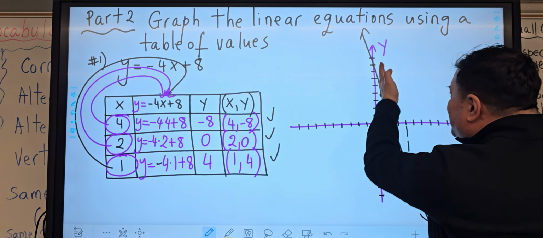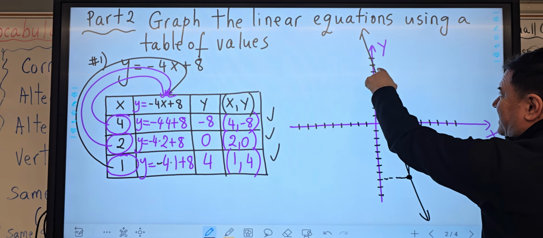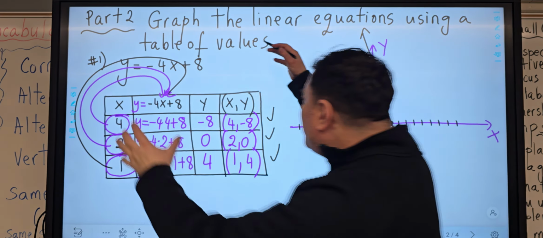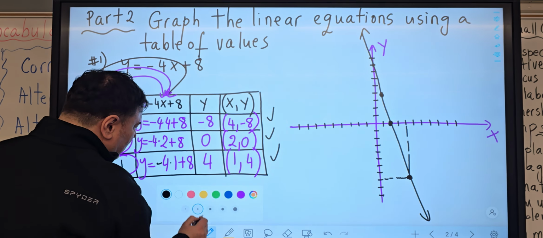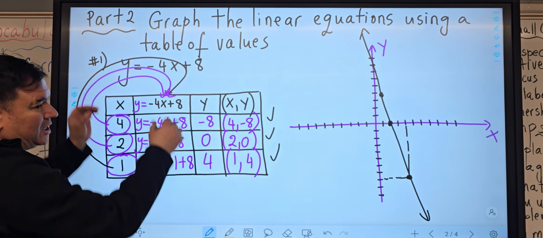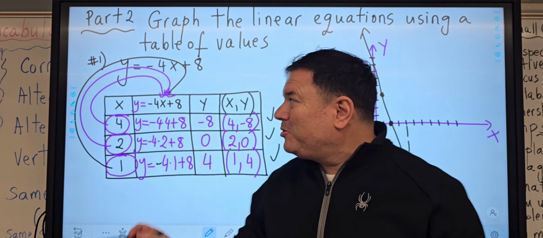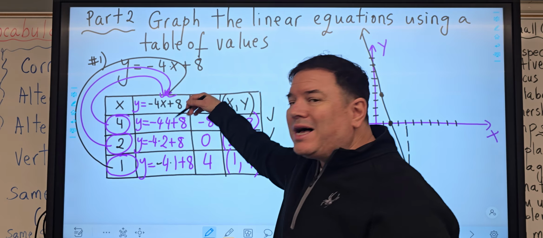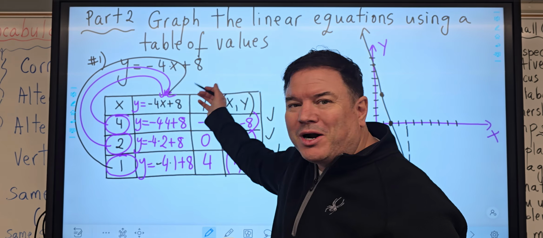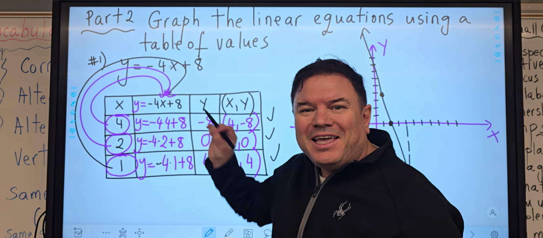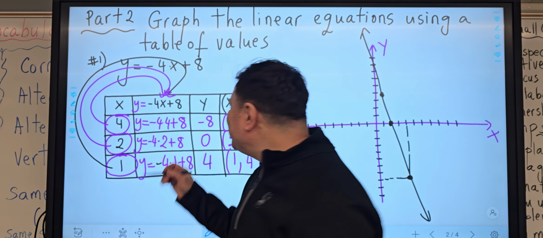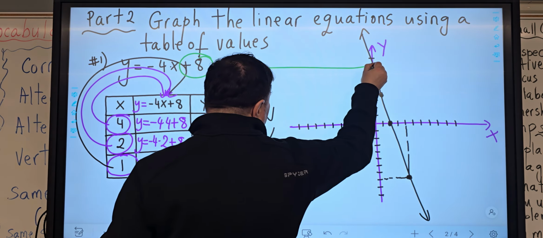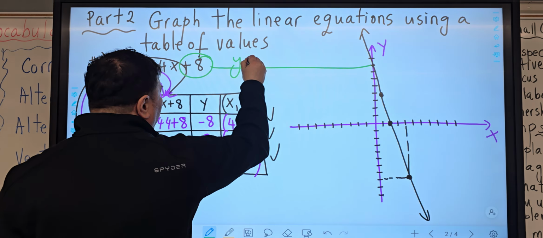Since this line crosses the y-axis at positive 8, if we look back at the equation, anytime you have the equation in this form, y equals a number times x plus another number, the last number at the end is actually the y-intercept. So this positive 8 represents the y-intercept.